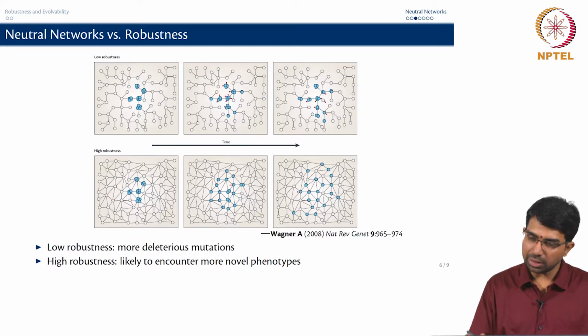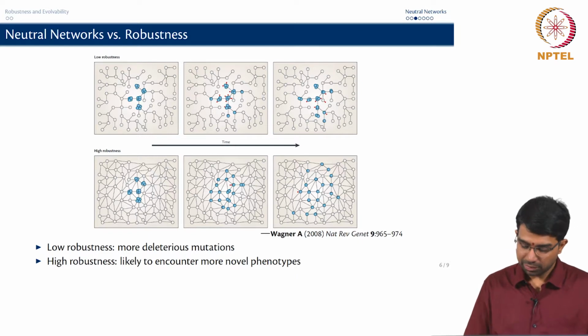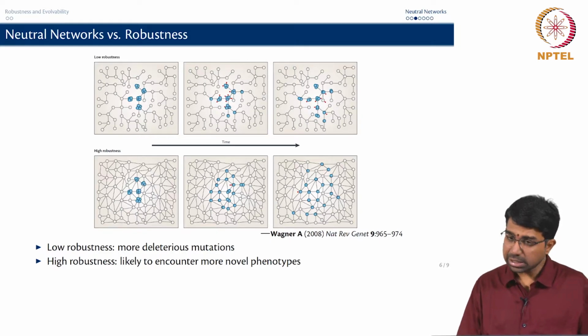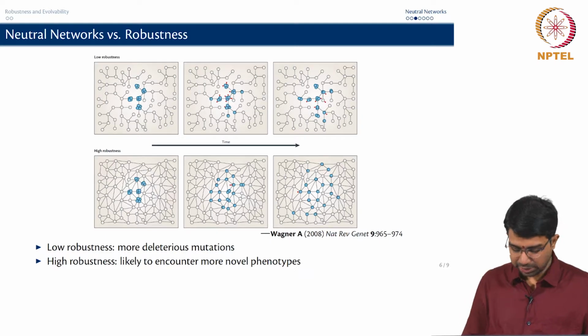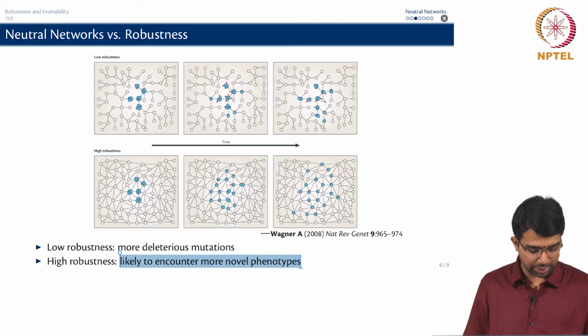Like in this neutral network, you are very likely to have more deleterious mutations, whereas if you have high robustness, you are more likely to be able to explore the space, and as a consequence you might encounter novel phenotypes. We will see what that is in the next slide.